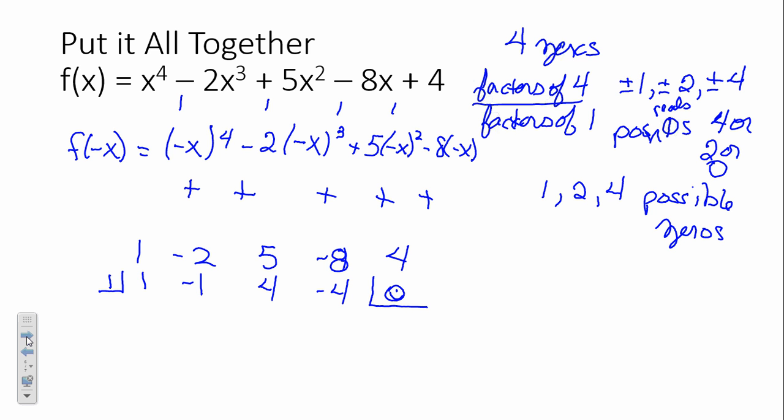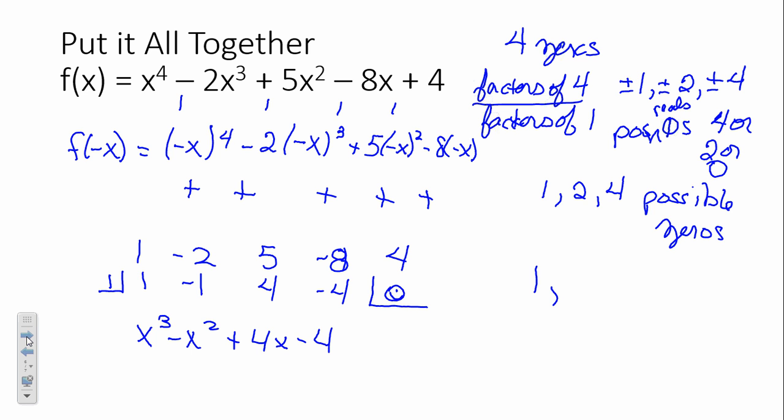And notice we had an alternating sign pattern here. Had we gotten all positives here, we would say we're at an upper bound. There's no reason to try anything higher. Okay? So we know that 1 is one of our zeros. So x minus 1 is a factor. This guy is now x cubed minus x squared plus 4x minus 4.